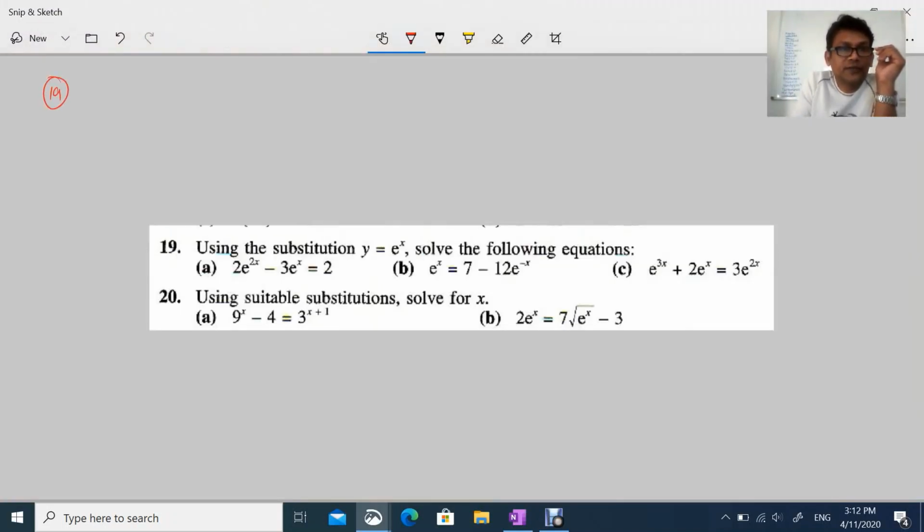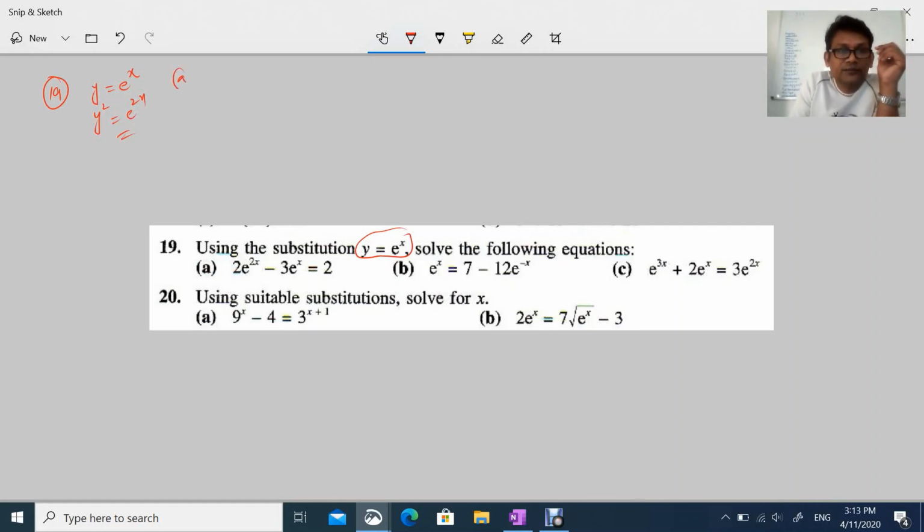Question number 19: 2 power 2x and e power x, and this equals y. We have to substitute this. Okay, I have already discussed this in the last class, in the last video. So 2 e power y is e power x. So when you make it y squared, that will become e power 2x. Okay, that's here, e power 2x.